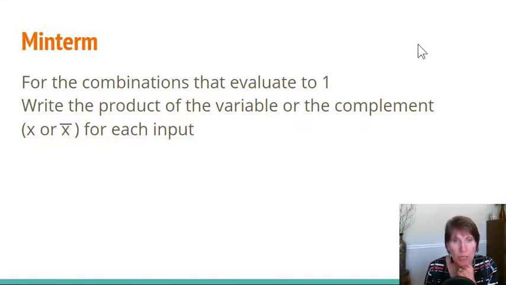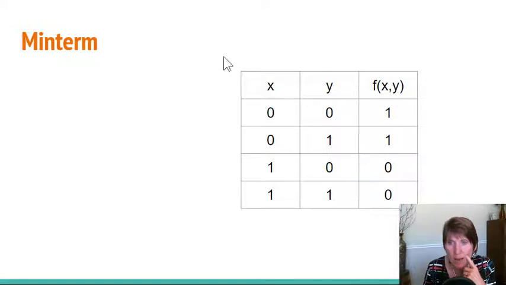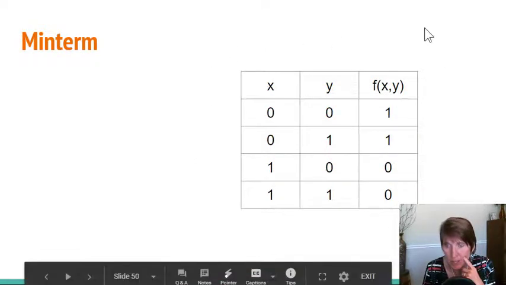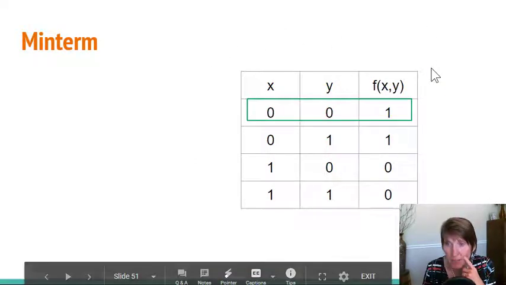So one way we can do that is to work with minterms. What a minterm is: every time you have a combination that evaluates to 1, we're going to use that as a minterm. And how we're going to do it is we're going to write the product of the variable or the complement. For example, x or the complement of x, y or the complement of y, z or the complement of z for each input.